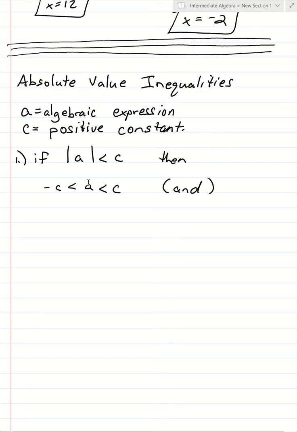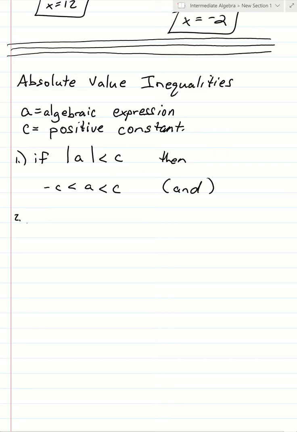So if we have a problem such as this, the absolute value of some algebraic expression is less than some positive constant, then we're going to create out of this an and compound inequality that tells us the opposite of the constant is less than the algebraic expression, and the algebraic expression is less than that constant.